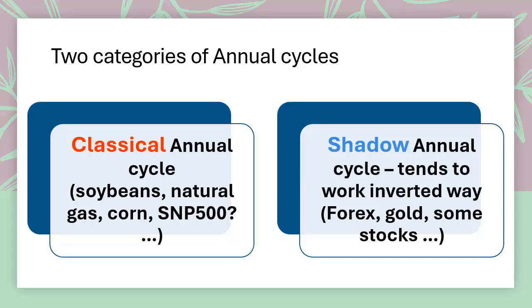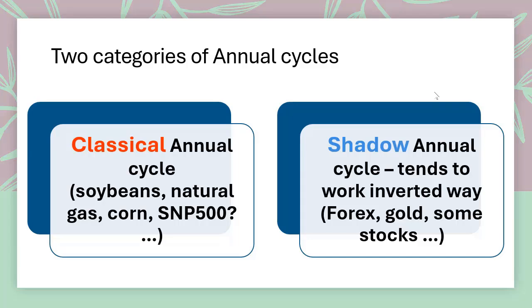The annual cycle works in the classical way for soybeans, for natural gas, for corn, actually for many agricultural futures. For S&P 500, but we still have some questions about S&P 500. But there is another category of annual cycle, we call it the shadow annual cycle. This annual cycle tends to work in an inverted way. The shadow annual cycle works for forex, gold, for some stocks like Nvidia.